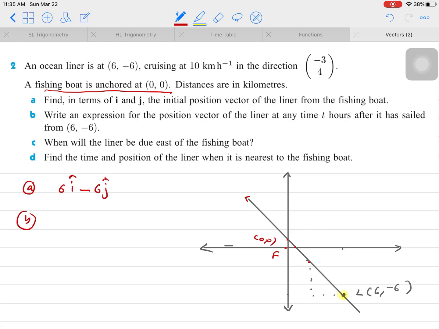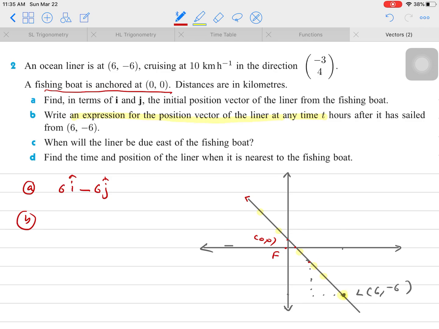B part. Write an expression for the position vector of the liner at any time t hours. So you want to find out an expression for the position vector after t hours. After t hours, we don't know where it is. It could be here, or here, or here. So they just want a general point on this line where the liner is traveling. So if I need a general point on this line, isn't that the equation of the line? So indirectly they are asking for the equation of the line.